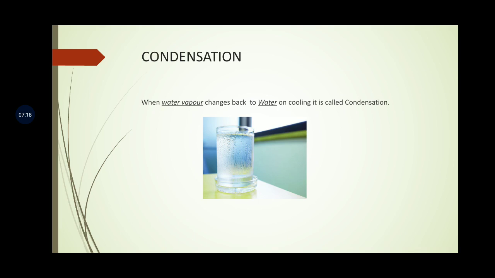Next is condensation. When water vapor changes back to water on cooling, it is called condensation. As you can see, there is a glass of cold water in the picture, and there are water droplets which are stuck on the outer surface of the glass.